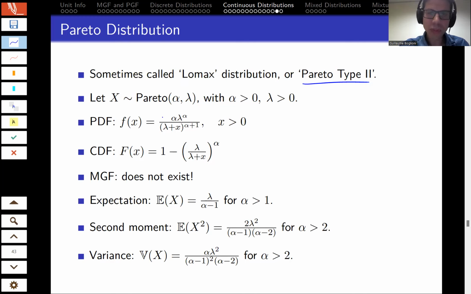Again, there's 2 parameters. The names we give here are again alpha and lambda. Again, those parameters need to be positive. The density is here. The CDF has actually a nice compact expression. Now a comment, the MGF does not exist. If you try to compute the MGF, you're going to get an integral, and the integral is going to be infinity. So then we say the MGF doesn't exist.